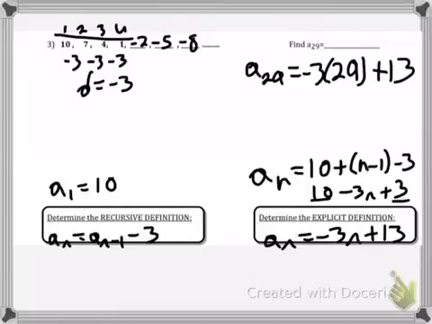Let me get my calculator. Alright. I get the 29th term here to that equation, after we simplified it, we get negative 74. Okay, next.